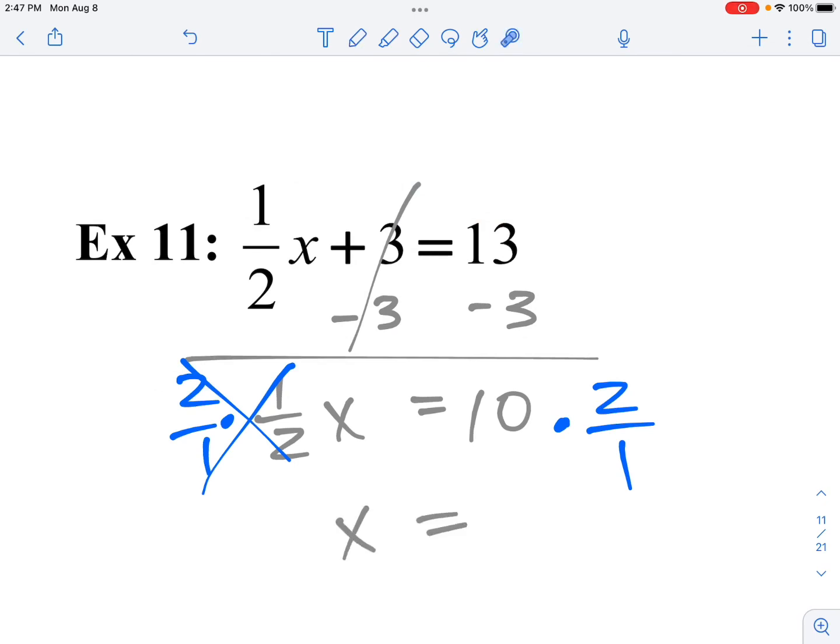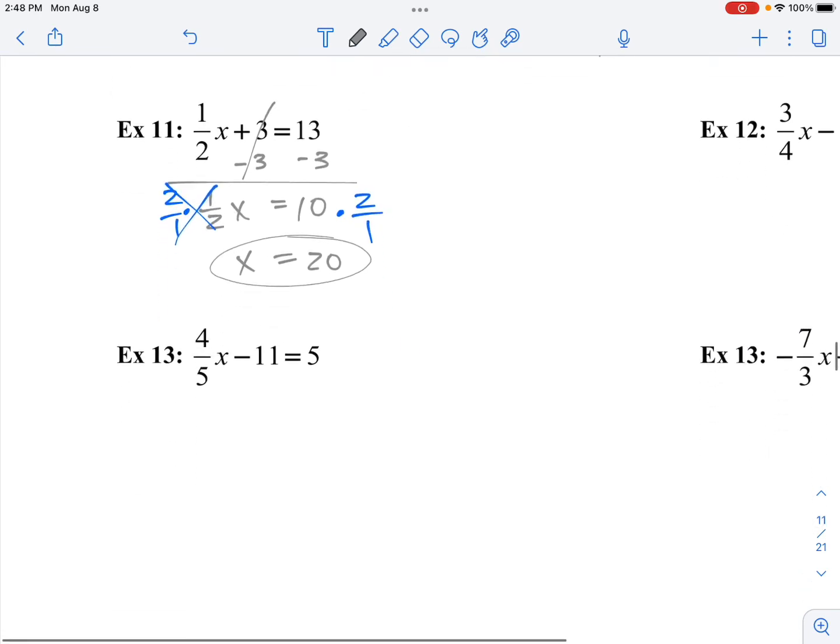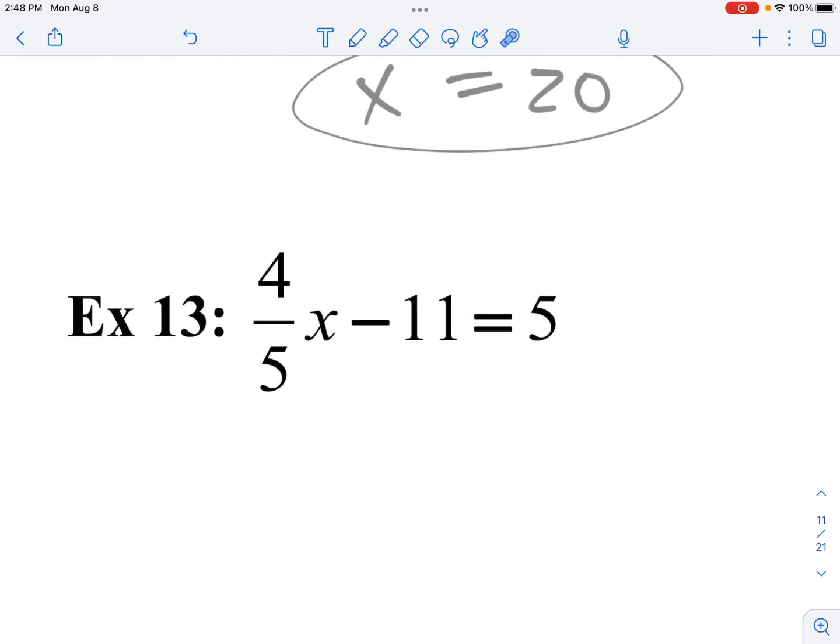On this side, I'm going to take 10 times 2. 2 over 1 is the same thing as 2. This 1 really doesn't affect our math in this case. So 10 times 2 is 20. Let's do one more. Here is 4/5 x minus 11.